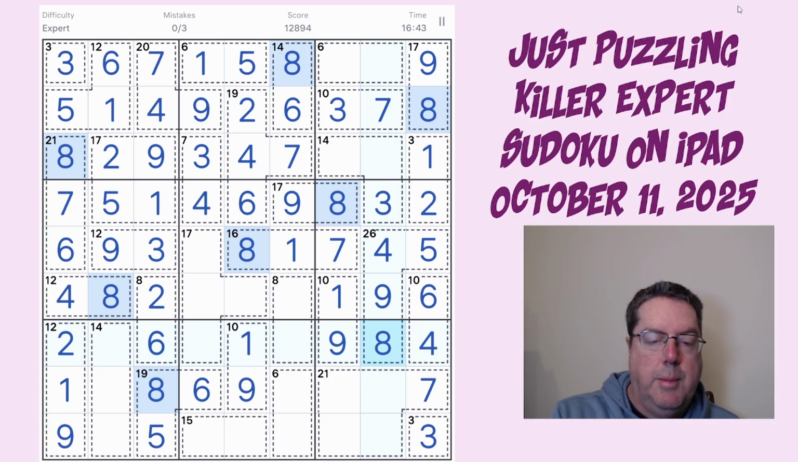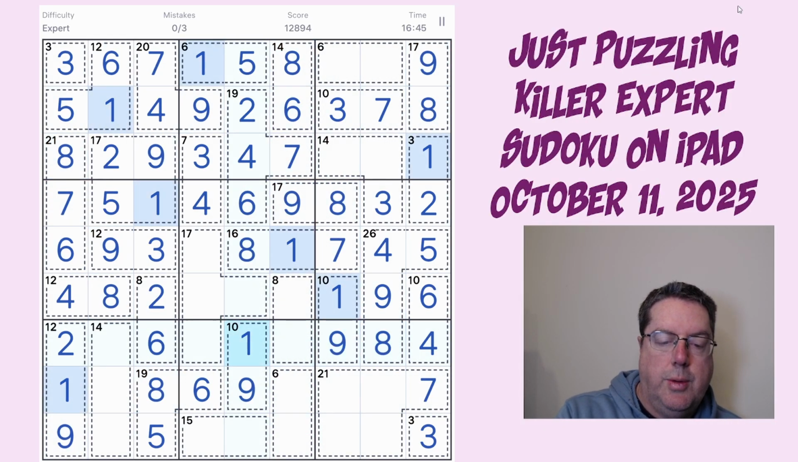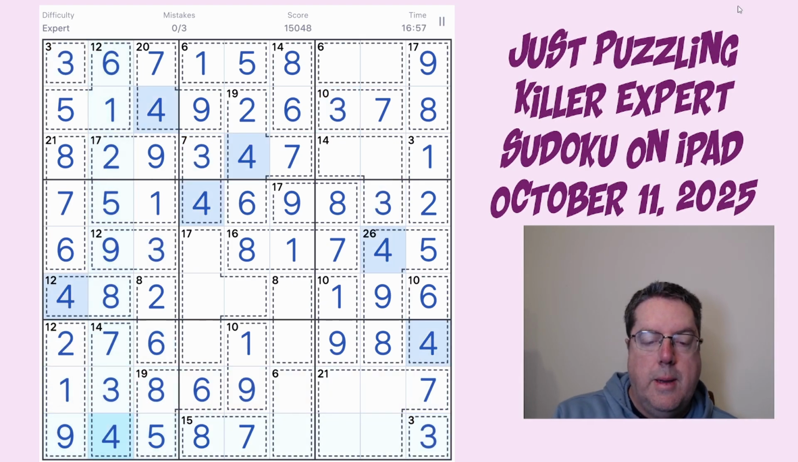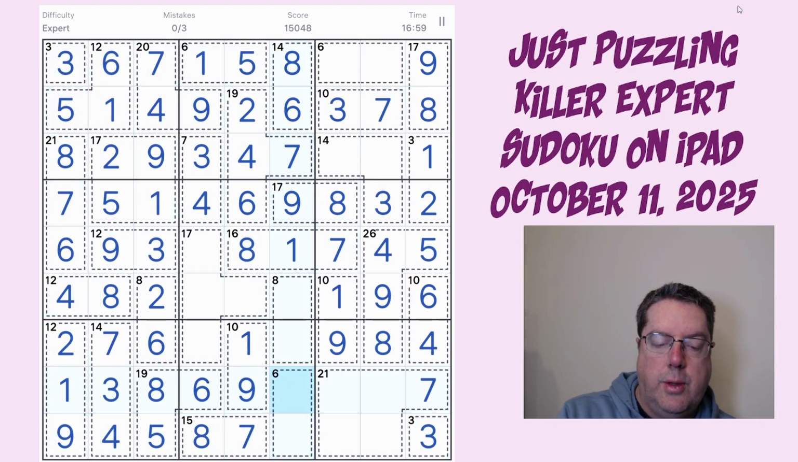So 8 comes down here, 8 comes down here, 8 comes across here, so that's an 8, leaving this to be a 7 to add up to 15. 7 comes across here, 7 comes across here, so that's a 7. 3 comes across here, so that's a 3, leaving this to be a 4. Remember, it's 4 and 2, so this is a 4, leaving this to be the 2.